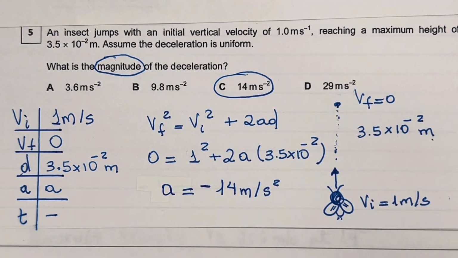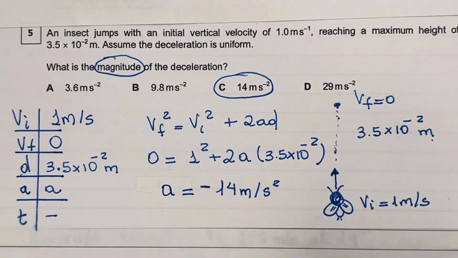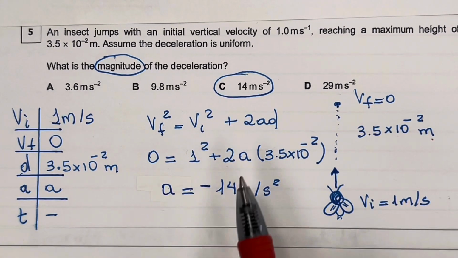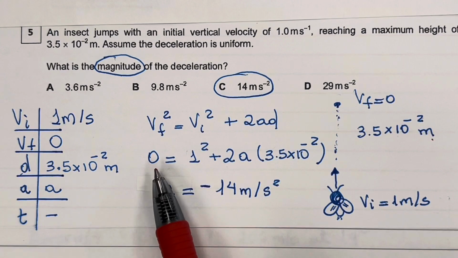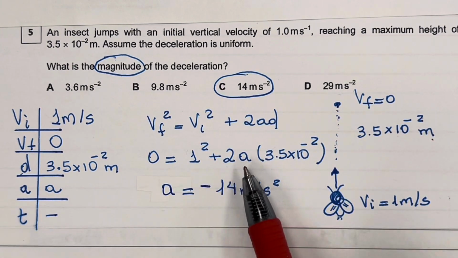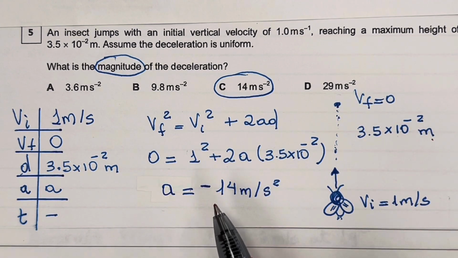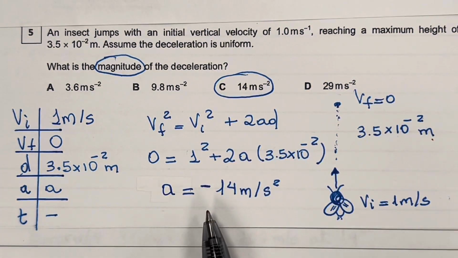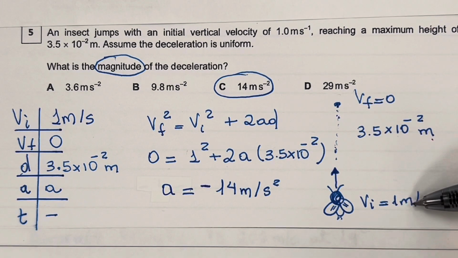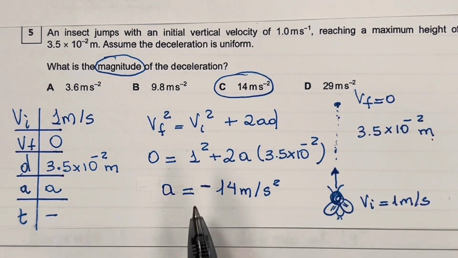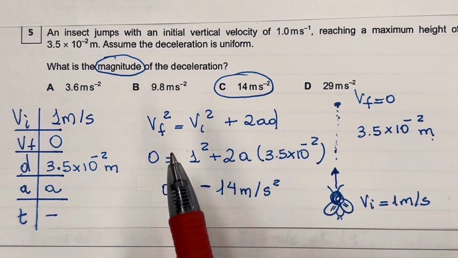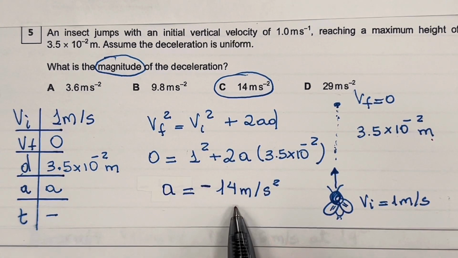So based on equations 1, 2, 3, and 4 from your foldable, VF squared is equal to VI squared plus 2AD. Time was not provided, so that's the perfect equation for this. So final velocity is 0, initial velocity is 1, times 2A, and that's the distance. The way that the equation works is going to lead you to a negative acceleration, which makes sense because the insect is decelerating. It starts from 1 and goes to 0. So it's decelerating, that's why the value is negative. There is no negative here in these options because it's only showing the magnitude of the acceleration, which is 14 meters per second squared.